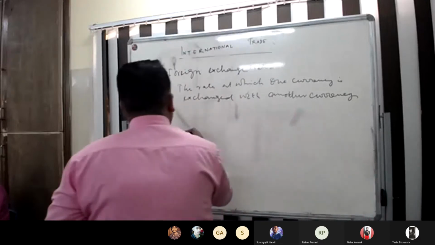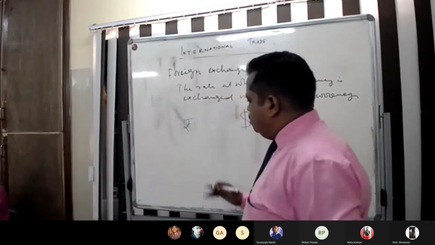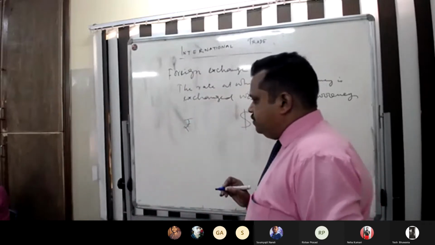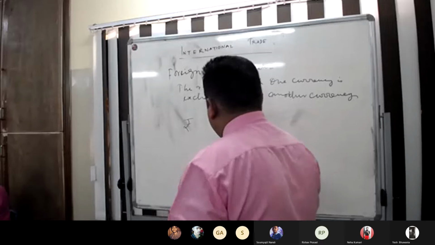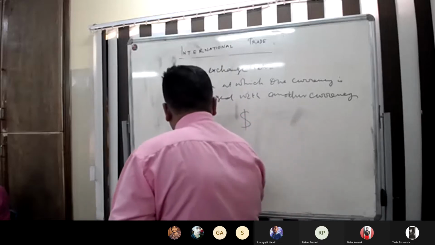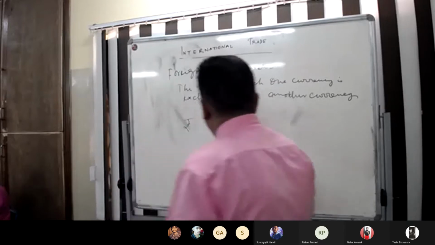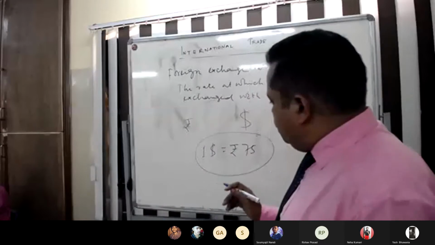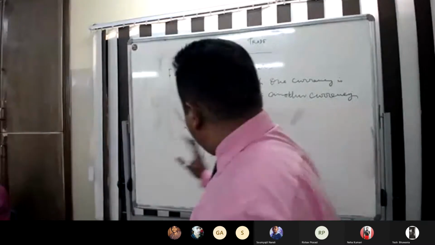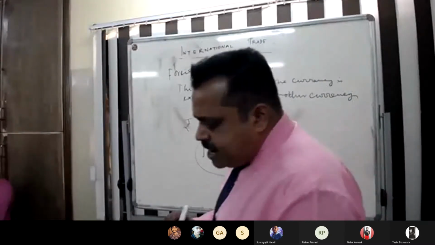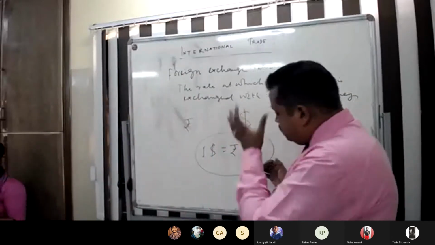Suppose there are two currencies, one is rupee, another is dollar. At the rate at which one currency is exchanged with another currency, say I don't know today what the exchange rate between rupee and dollar is, say 75, if you consider $1 is equal to rupee 75. What is the meaning of this? If somebody sells $1, he or she will get 75 rupees. So in international transaction, it is very important.